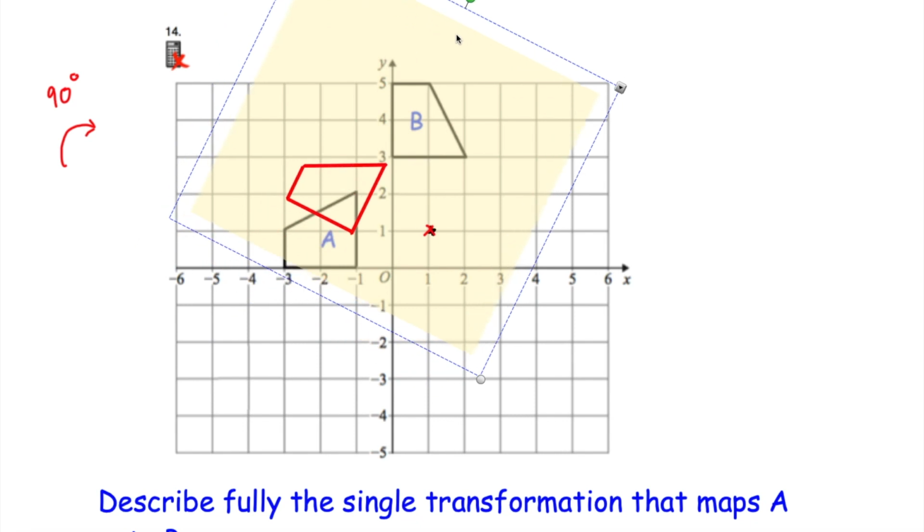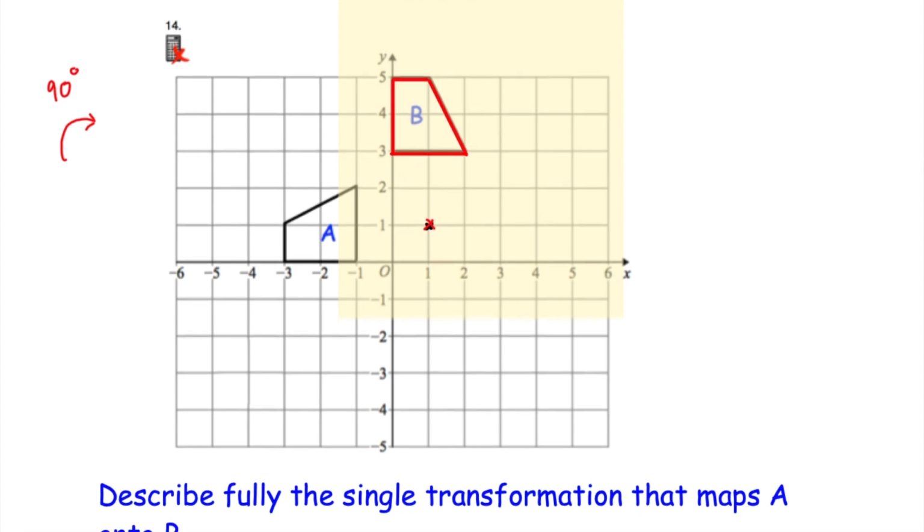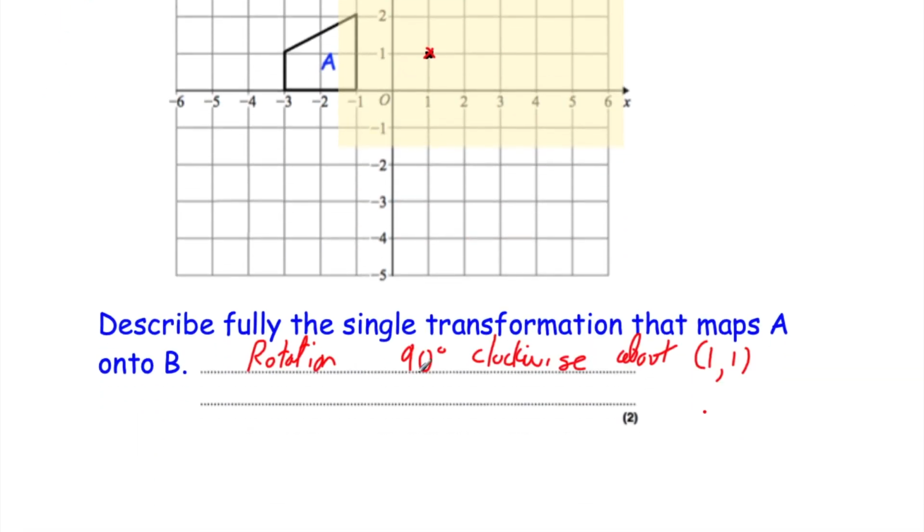So let's do that. And that's it. So you can see that A has landed on top of B. So the transformation that would map A onto B would be a 90 degrees clockwise rotation about the point 1, 1. So let's write that down. And that's it. So I've said it's a rotation 90 degrees clockwise about the point 1, 1.